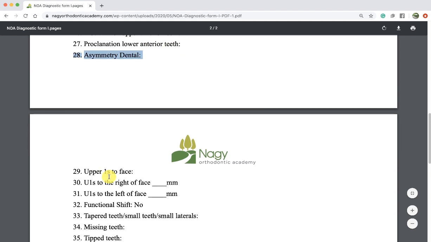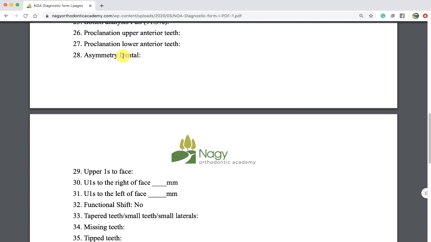And then you're going to have asymmetrical dental. For example, if you have a molar more mesial on one side than on the other side, you put that here under dental asymmetry, okay?